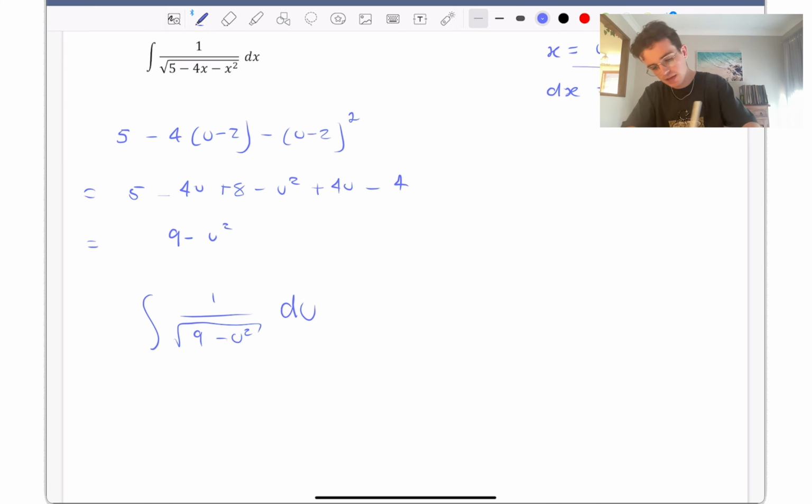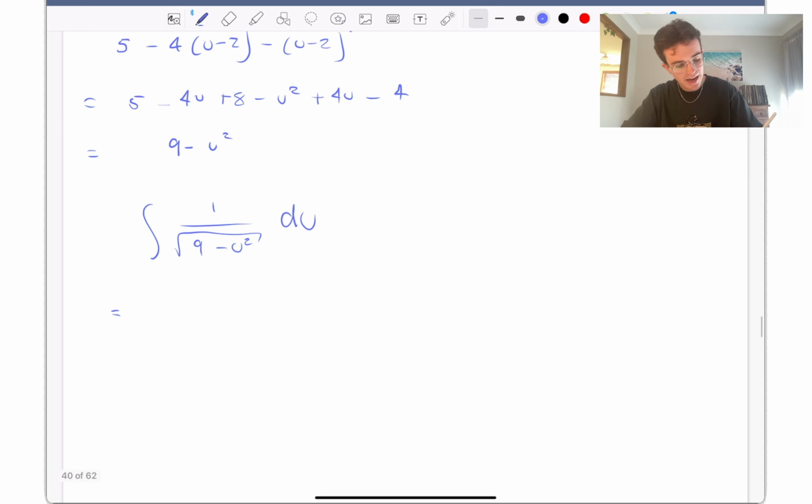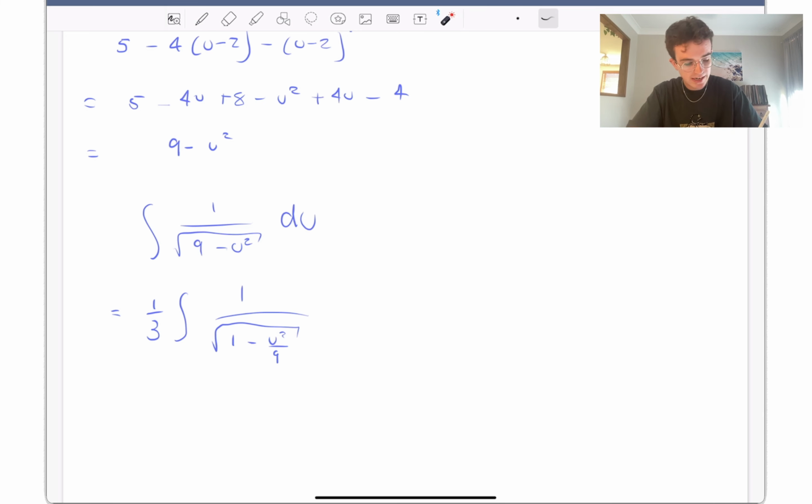Now that's just in the form of sine inverse, so again we need to take out our factors. So we might take out 1/3, the integral of 1 over the square root of 1 minus u squared on 9. Again, look back at the previous video if you've forgotten how to do that. We take out a factor of 9 here, divide this by 9, the square root of 9 is 3, so we put a 1/3 here. So this is equal to 1/3.